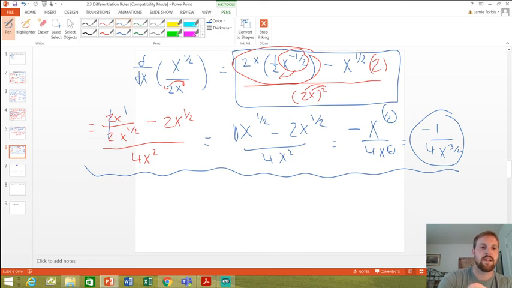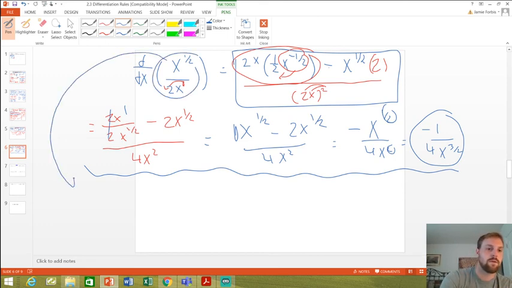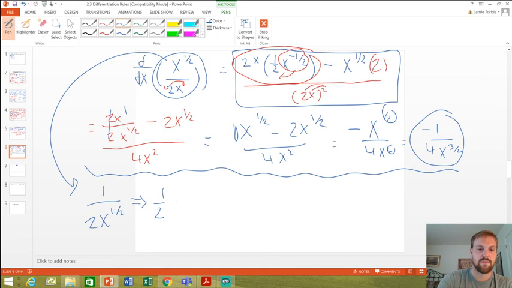Like from the very beginning, I can simplify that down. x to the 1/2 over 2x, doesn't that reduce to 1 over 2x to the 1/2? Which I can rewrite as 1/2 x to the negative 1/2. I just brought the power to the top. And now I've got it in a form where I can just do power rule.